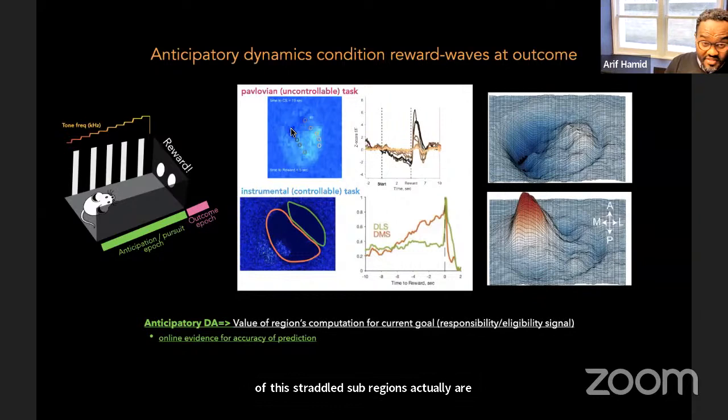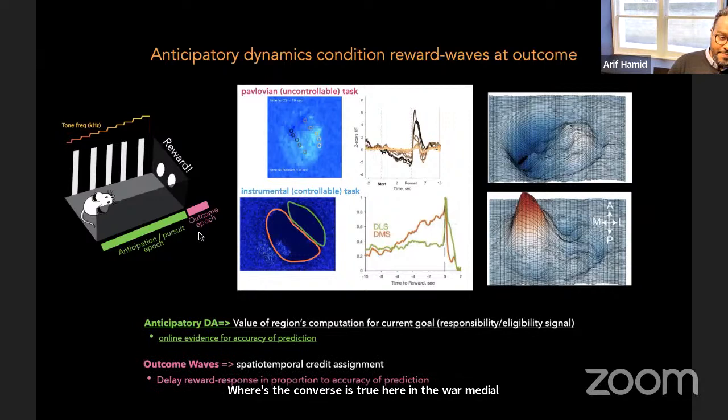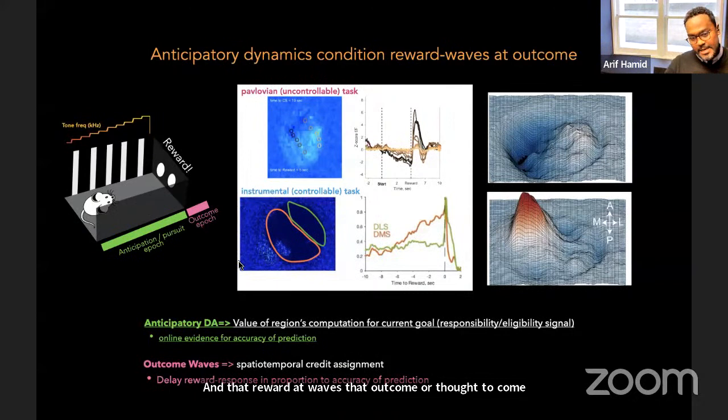In the Pavlovian condition, the predictions of action-outcome contingency that the dorsal medial striatum is making prove to be progressively incorrect, whereas the converse is true in the more medial striatal subregions. And waves at reward outcome are thought to come in and deliver reward credit in proportion to the extent these striatal subregions were accurate in their predictions.